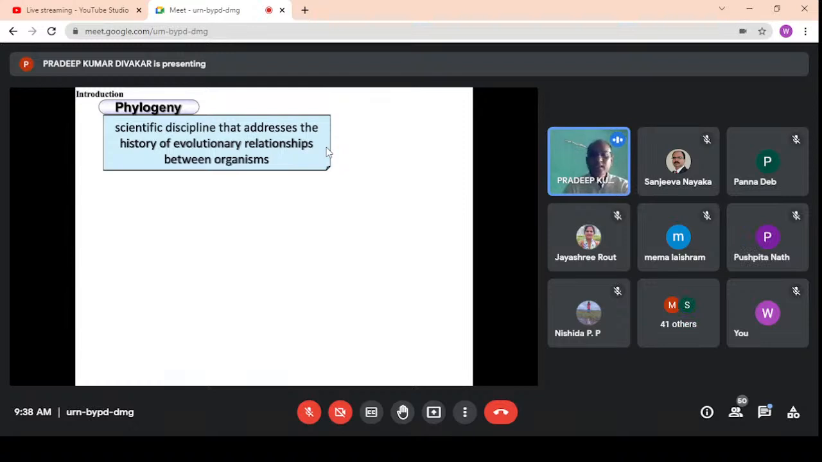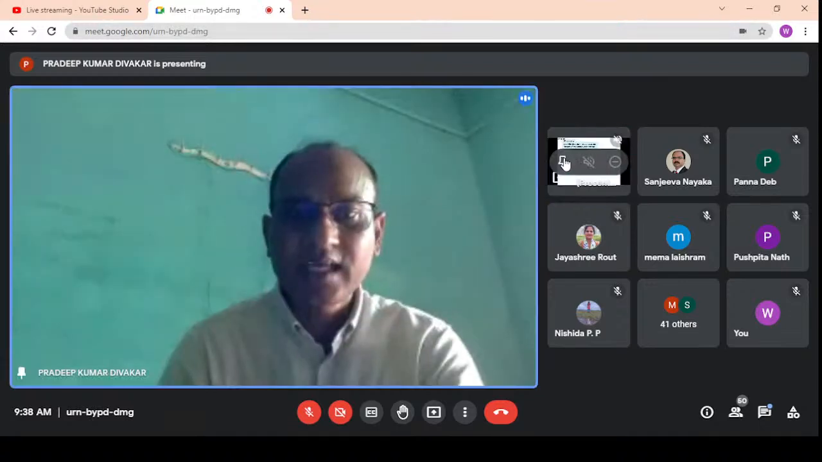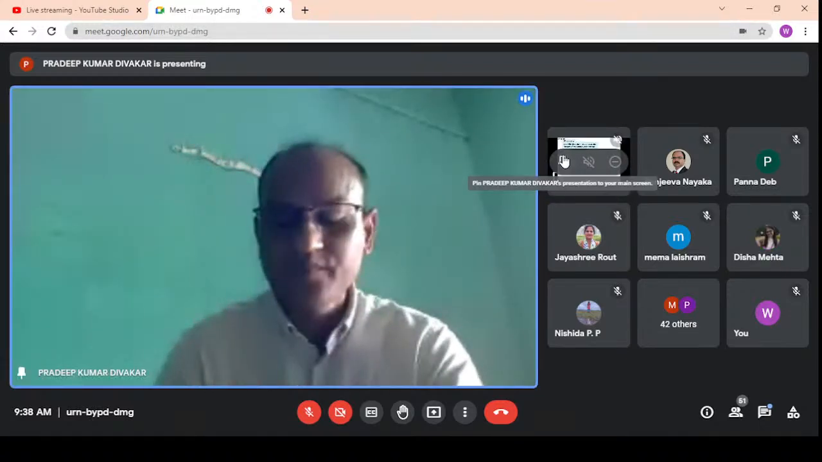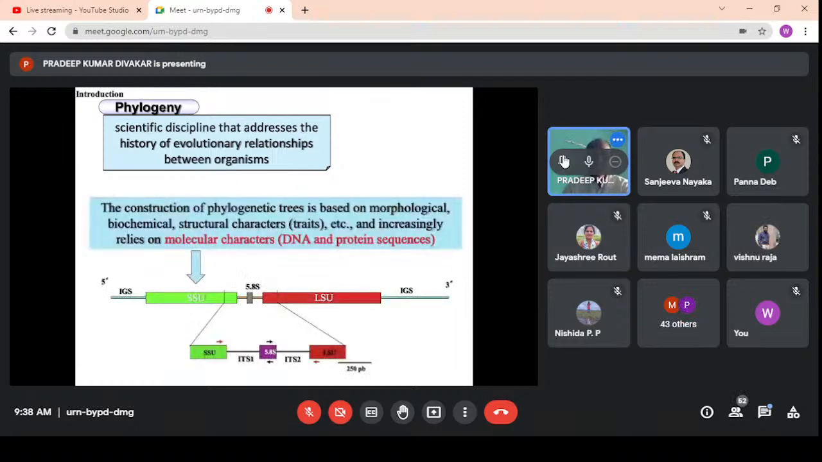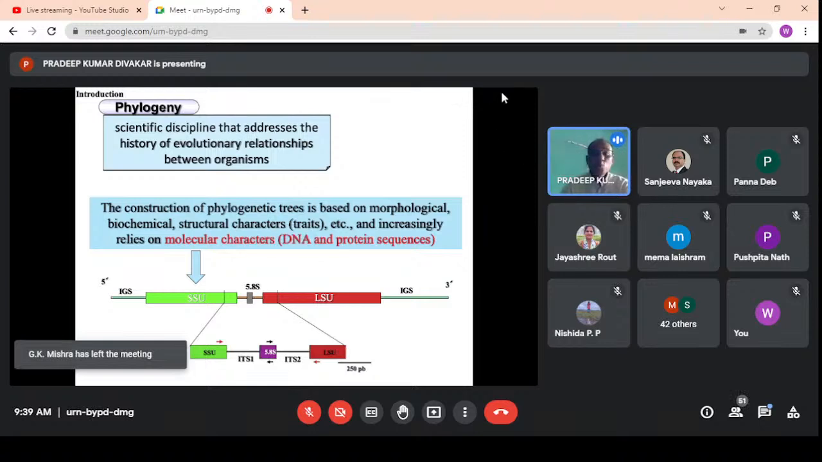Phylogeny can be done with various features, with various characters, and I have highlighted some of the features that we use to reconstruct the phylogeny. The reconstruction of a phylogenetic tree is based on either morphological features, biochemical, structural characters, or molecular characters. These are some that I have highlighted that we could use to reconstruct the molecular phylogenetic tree.